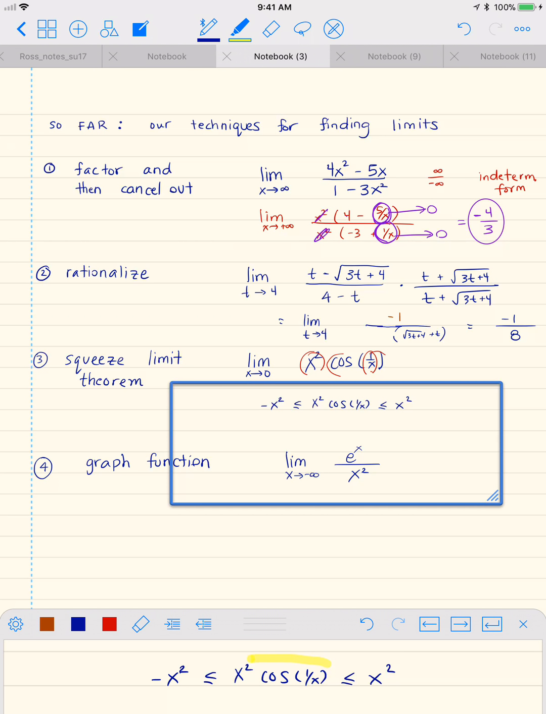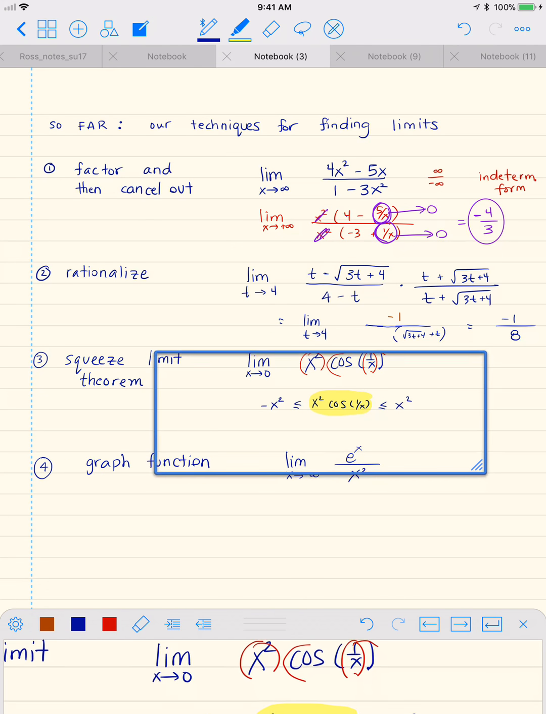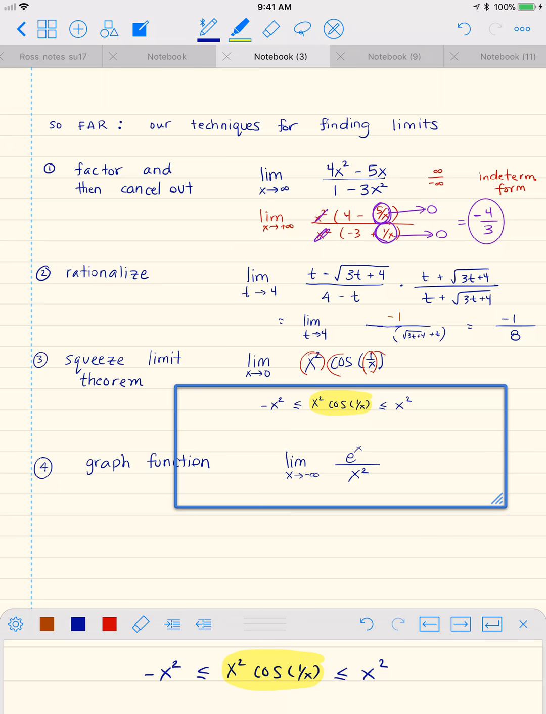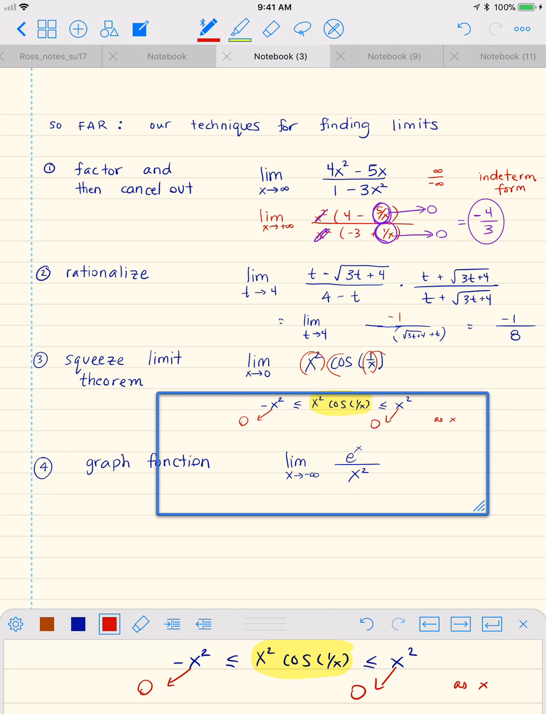So here we go. We took our original function that we're trying to analyze. We want the limit as x goes to 0. Since the cosine function is bounded in between -1 and 1, cosine of anything times x squared is going to be bounded in between -x squared and +x squared. So now we say -x squared goes to 0, +x squared goes to 0 as x goes to 0.